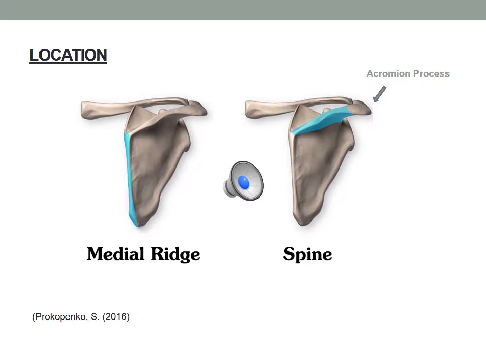It runs transversely across the superior aspect of the scapula from the medial ridge or border, which is highlighted in the left image, to the acromion process. The acromion process is found at the lateral end of the spine. The spine of the scapula has an upper or superior surface and a lower or inferior surface.